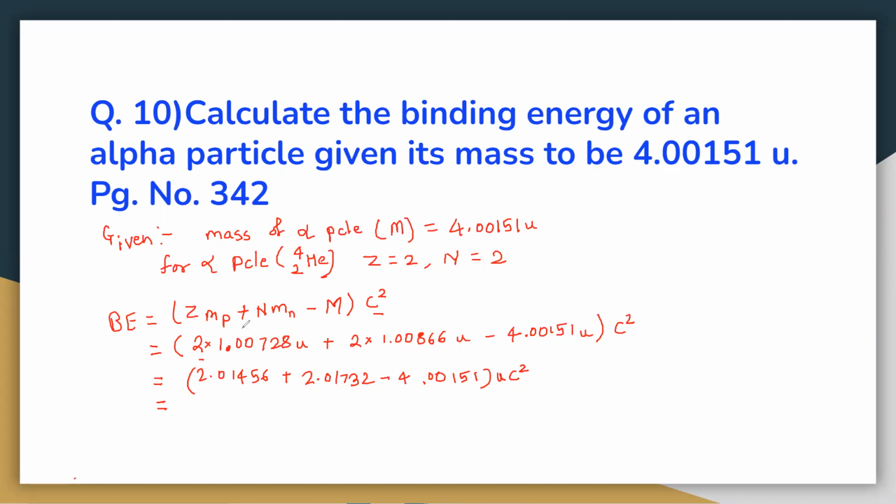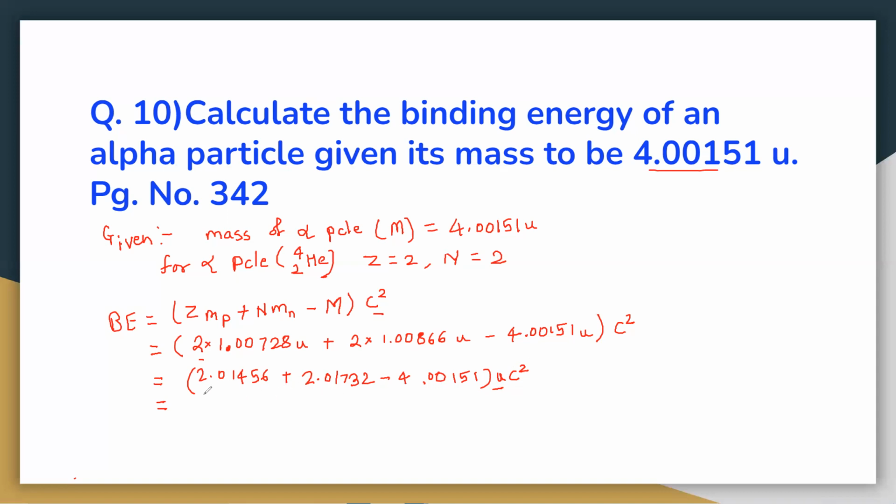So 1.00728 is the value for mass of proton and 1.00866 is the value of mass of neutron in atomic mass unit. And this value is already given in the question. So we'll write, and then simple multiplication is there: 2 into 1.00728 and 2 into 1.00866. After simple multiplication we'll get 2.01456 plus 2.01732, and then I'm writing outside here. Then 1U, you can substitute 931.5 into c square.